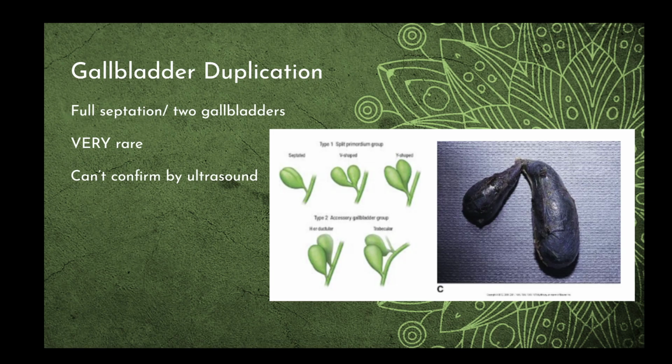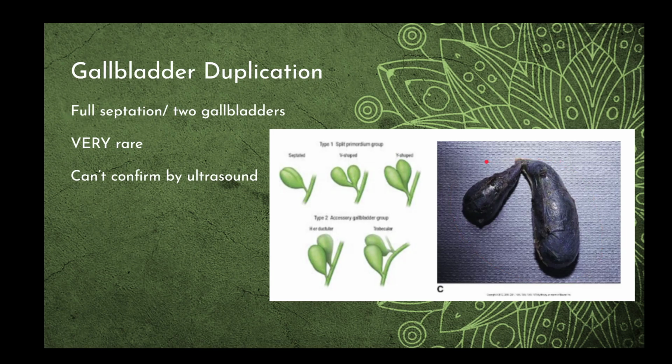Another finding that we might see, and it's very, very rare, is called a gallbladder duplication. A gallbladder duplication is actually just kind of a fancy septation of the gallbladder. So when this happens, you usually get two gallbladders. One of them is usually not functional, usually the smaller one.